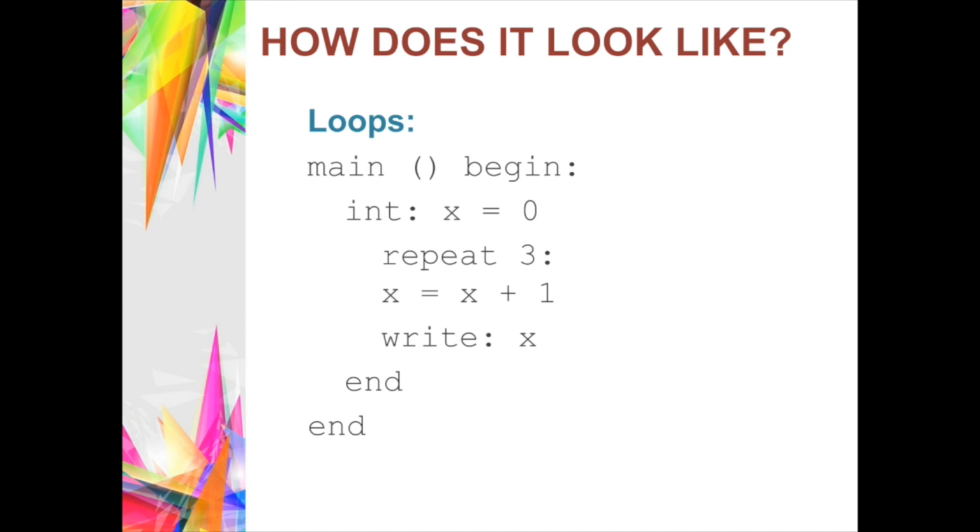So inside the body we have x equal to x plus 1 and write x. What will happen is it will increment the value of x each time it iterates and write the value back in the output as 0, 1, 2. So this is very straightforward and easy to understand.